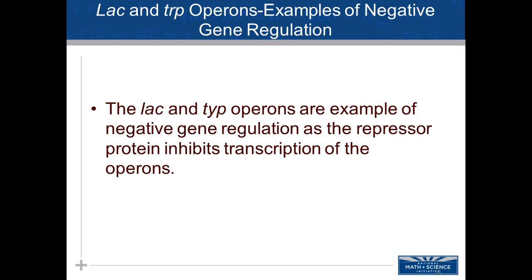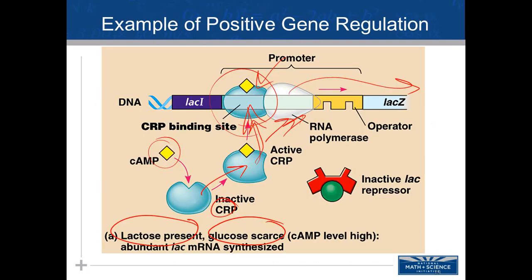However, I did want to show you an example of some positive gene regulation. Okay, and this involves the lac operon again. All right, sorry that this is so messy, but this is the way it works. First off, there's another gene involved in the lac operon, and it produces a protein called the cyclic AMP receptor protein, or the CRP protein. Now, the CRP protein also has two different forms. It can be active or inactive.